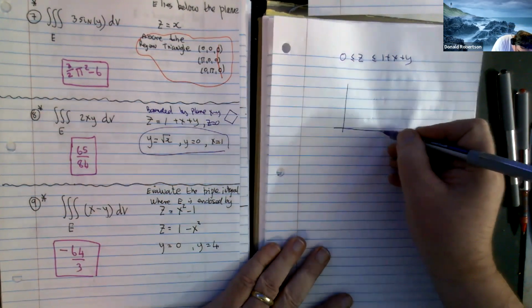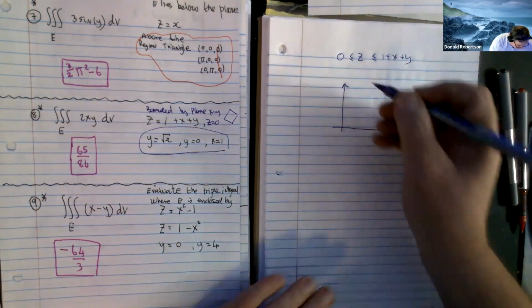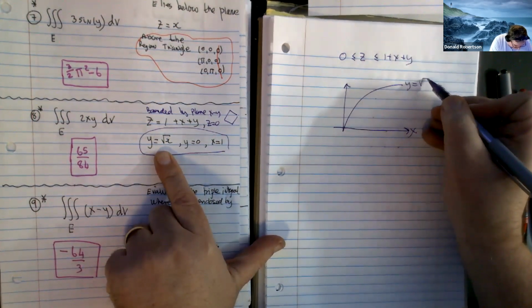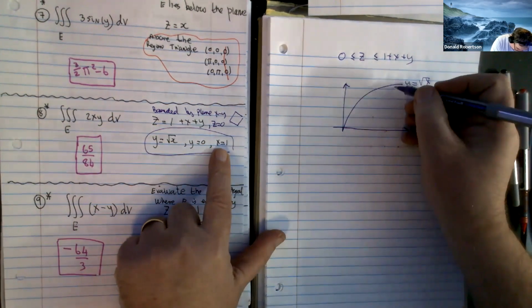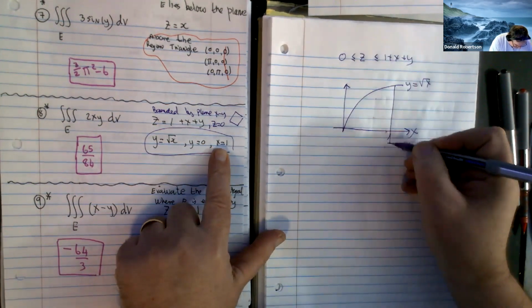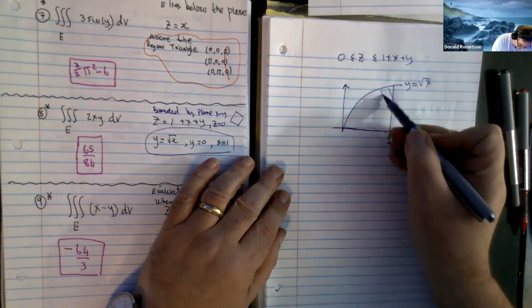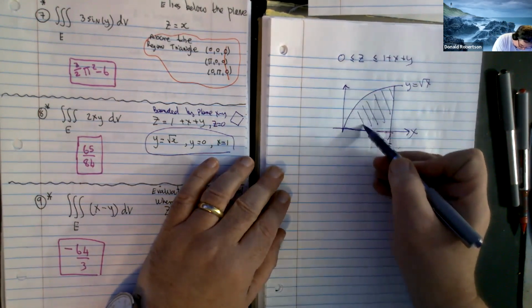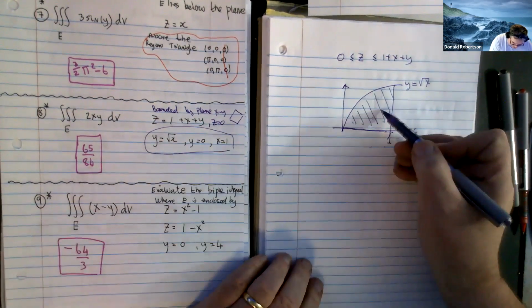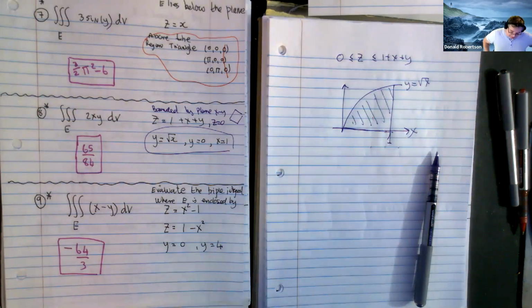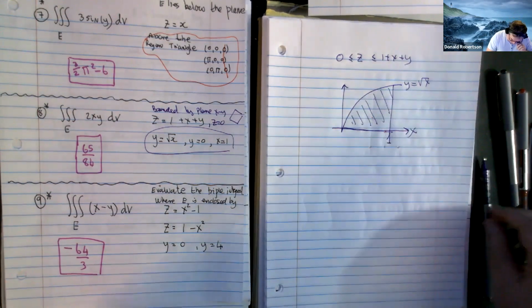Well, you tell me y equals the square root of x. Looks like that. You tell me x equals 1. Looks like that. You tell me y equals 0, which is just another way of saying the x-axis. You put those three things together, that's the xy shape. So this time it's a kind of curved looking thing.